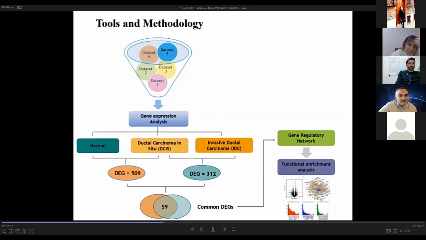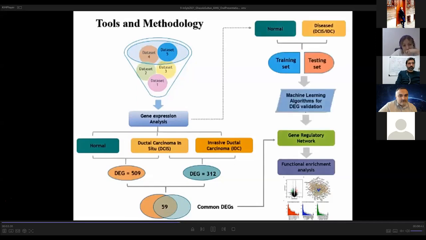Furthermore, the common DE genes, the 59 common DEGs which were identified, were followed by gene regulatory network analysis and functional enrichment analysis to identify their molecular involvement and biological functions in the breast cancer samples.